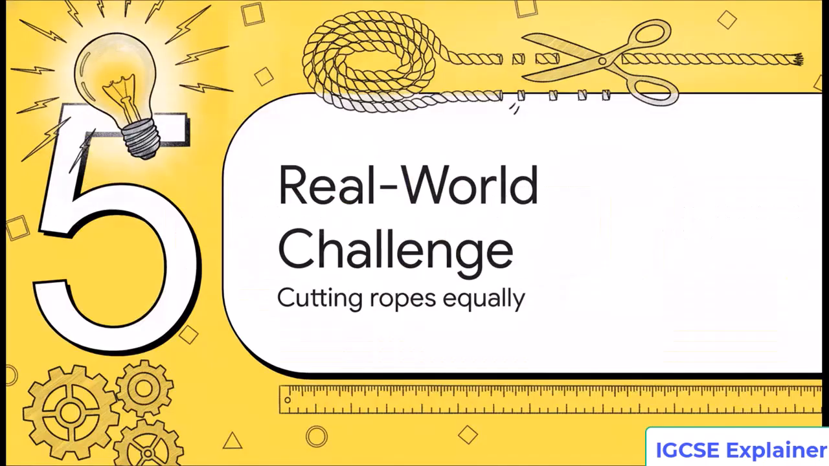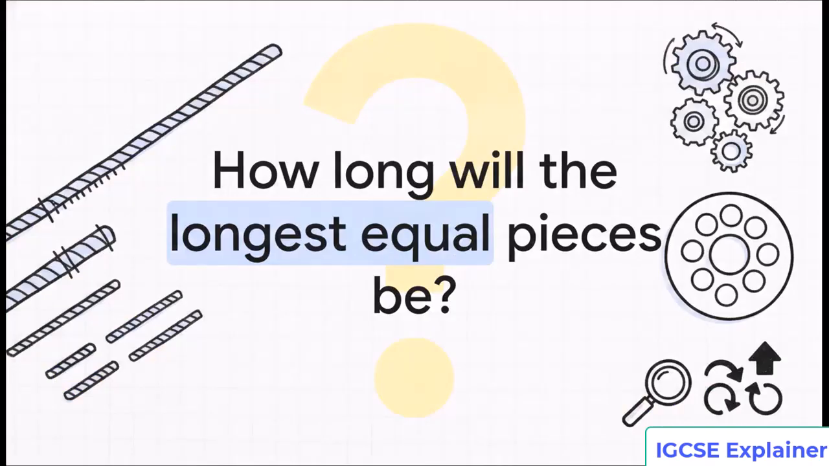Moving on to Section 5, the Real-World Math Challenge. Okay, here's the challenge from our source material. We've got a guy named Simeon, and he has 2 lengths of rope. One is 72 meters, and the other is 90 meters. He wants to cut both of these lengths of rope into the longest pieces of equal length possible. Now, maybe Simeon is just really obsessive about perfectly equal ropes, who knows? But the question is, how long will the pieces be?